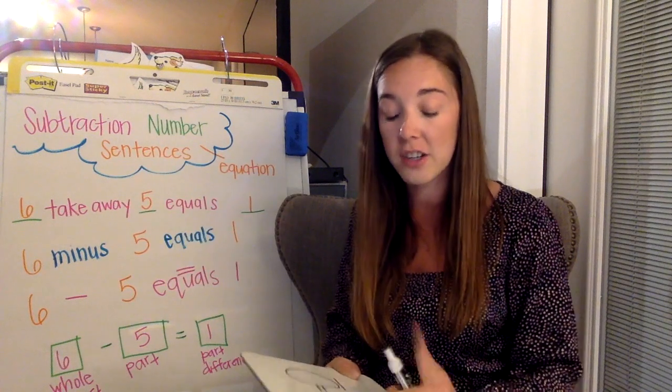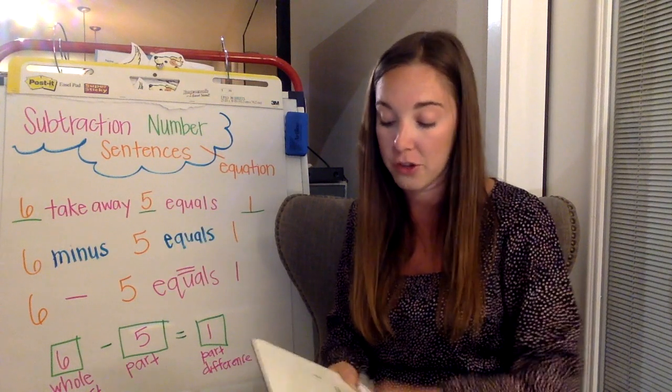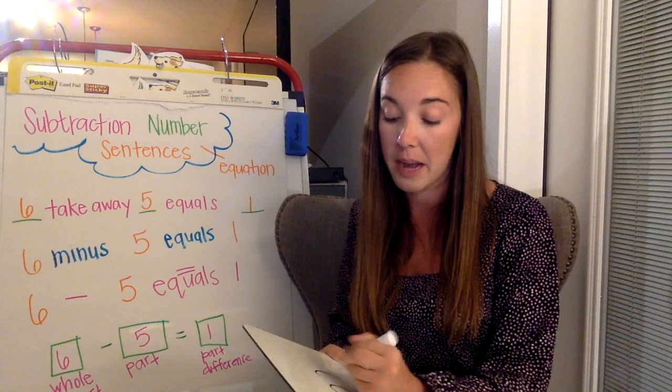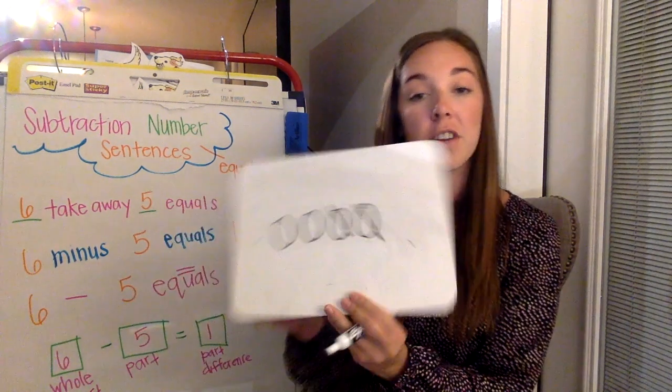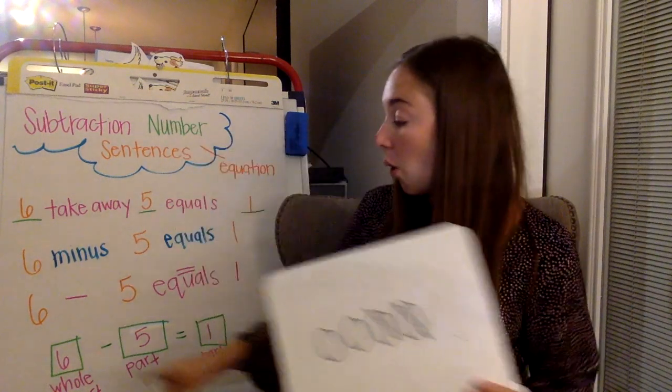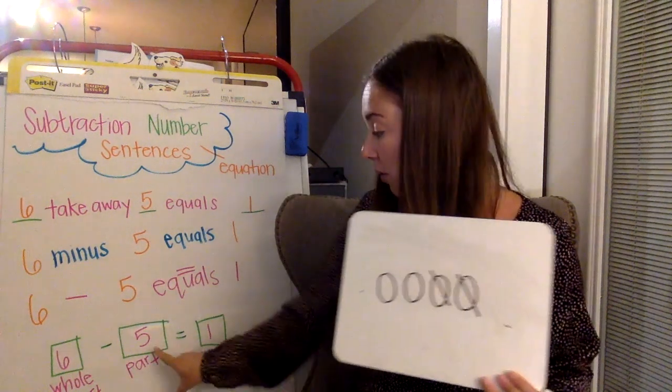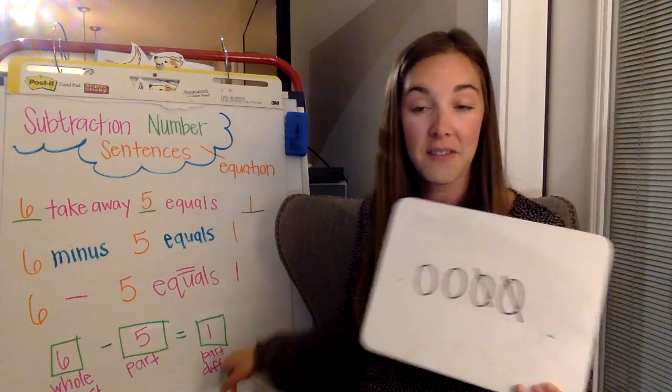Now this time, kindergartners, I'm going to draw a picture for you. And I want you to write a number sentence to match my picture. First, look at how many I have as the whole or in all. And then see how many I'm taking away to know how many is left.